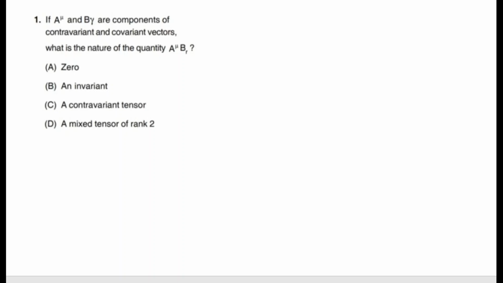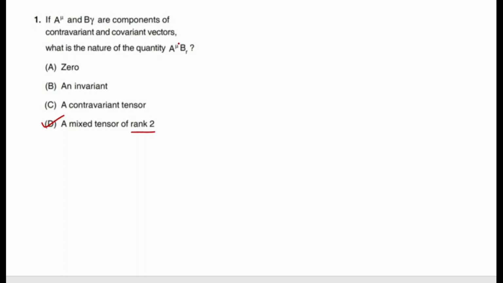if A mu and B gamma are components of contravariant and covariant vectors, what is the nature of the quantity, that is A superscript mu and B subscript r? So what is the nature? They are asking, is it a zero, an invariant, a contravariant tensor, or a mixed tensor of rank 2? I'm ticking option D. It is a mixed tensor of rank 2.